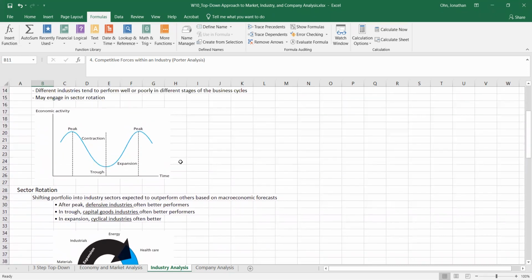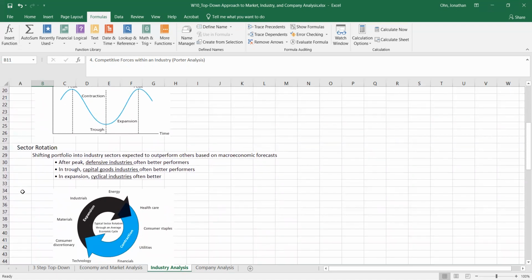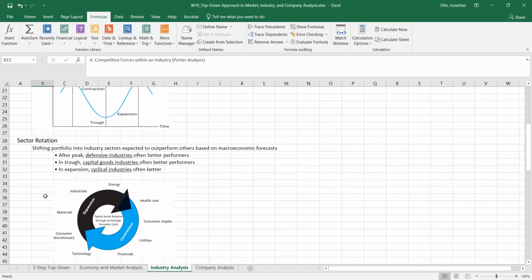So sector rotation means they identify the sectors, the industries, that will perform better or poorer in certain stages of the business cycle, and then you use that in your investment decisions or trading. That's called the sector rotation strategy. Okay, so it's shifting your investment portfolio into industry sectors expected to outperform others based on the macroeconomic forecast.